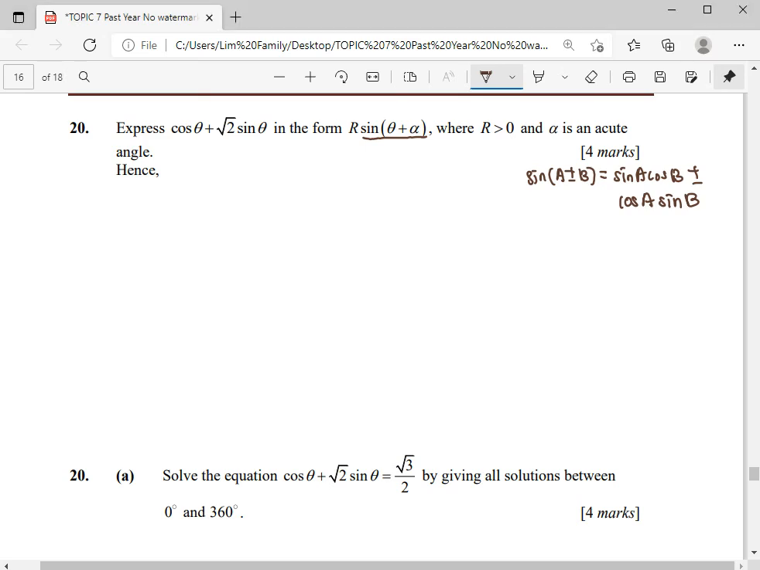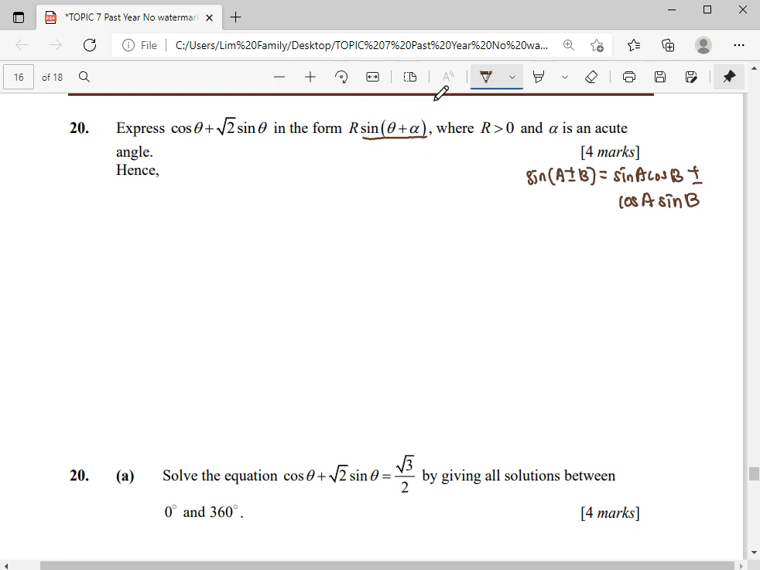So we see question 20: express in the form of r sine(theta plus alpha). It means we change this pattern into this pattern. We have the cos and sine theta format, and change it into the compound angle for sine format, where r is a constant, a number greater than 0, and alpha is an acute angle. So when we want to express this form into this form, we want to find out what our r is and what our angle alpha is.